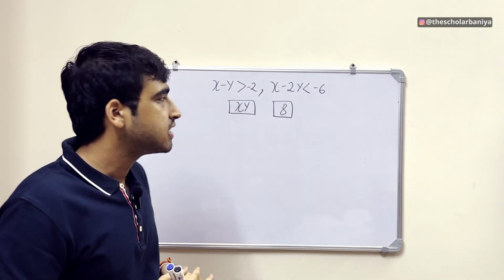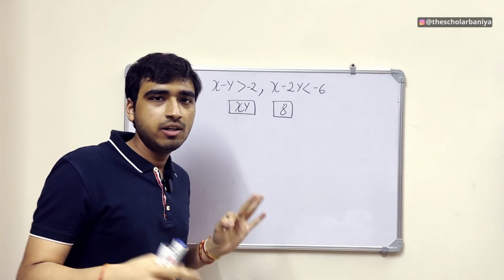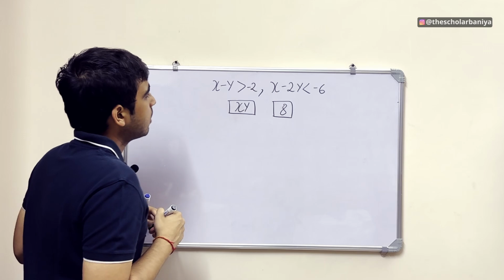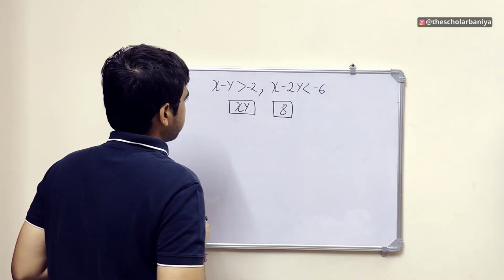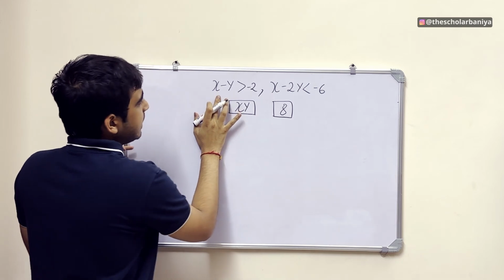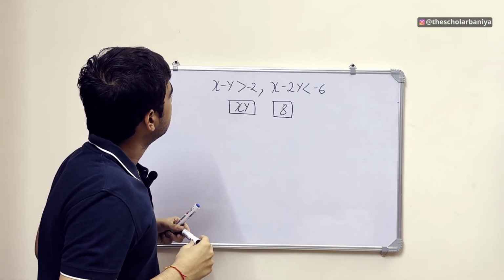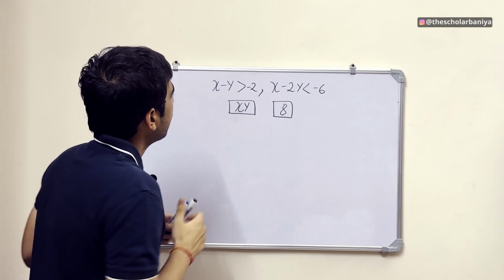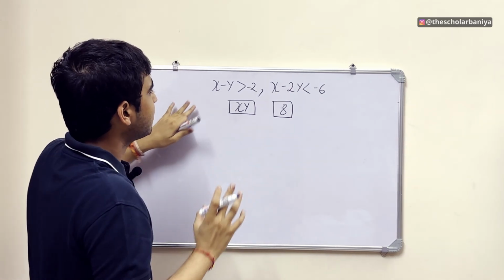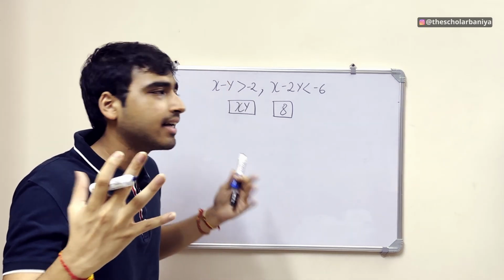So what we do over here is that we try to eliminate x once, and then the second time we try to eliminate y once using inequalities, right? Okay, perfect. Just to make it a little bit easier, let's multiply this inequality by minus 1, or a minus sign.